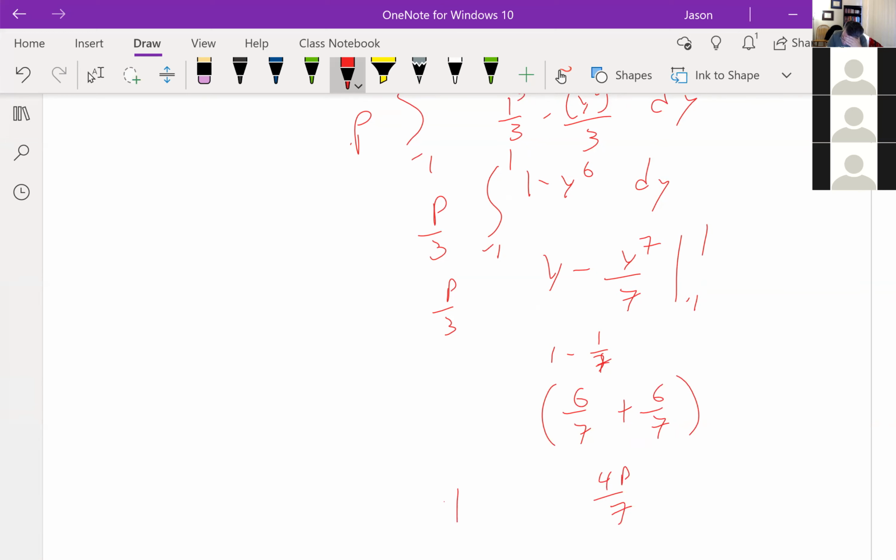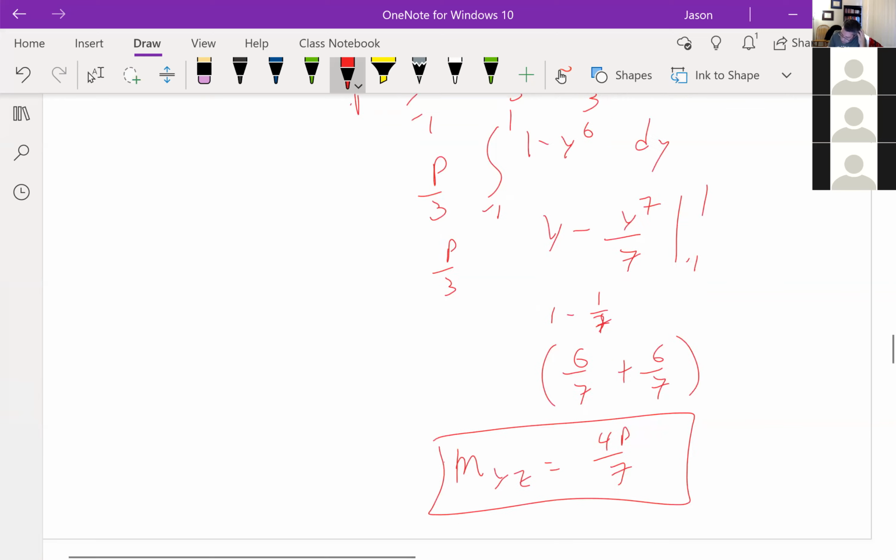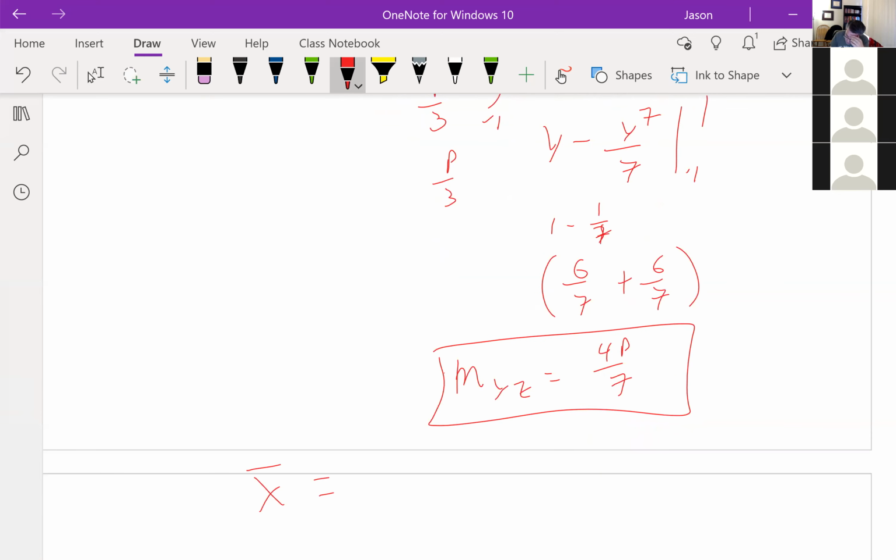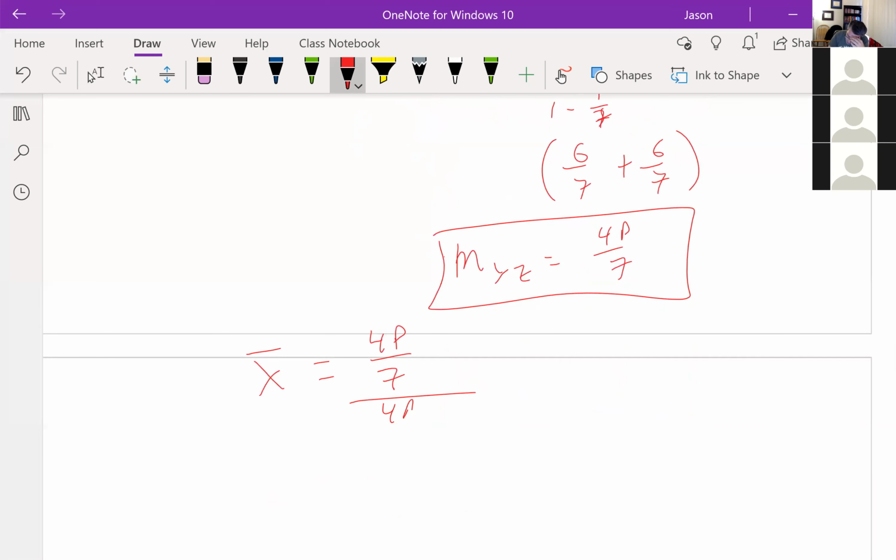Okay, so that's m y z. Then what would be x bar? X bar would be this thing, 4p over 7, all over what we found to be our mass. But what was our mass? Our mass was 4p over 5. So the 4p's cancel, multiply by the reciprocal, and we get 5/7. Oh, look at that. That's nice.